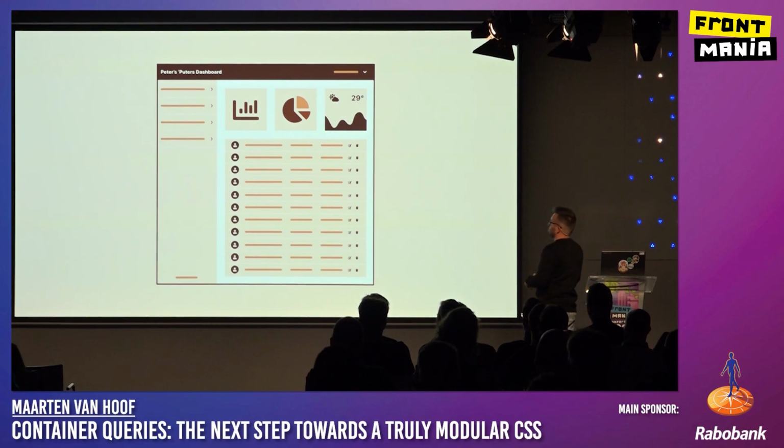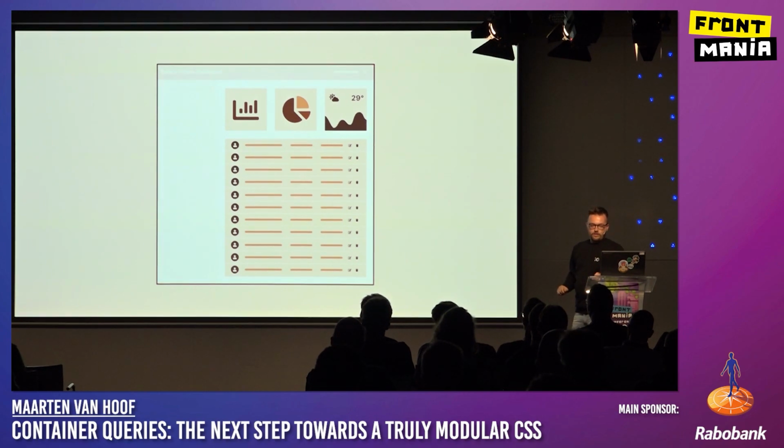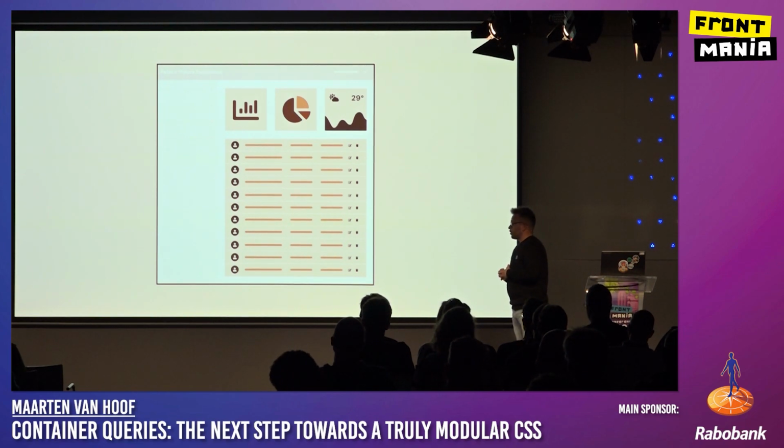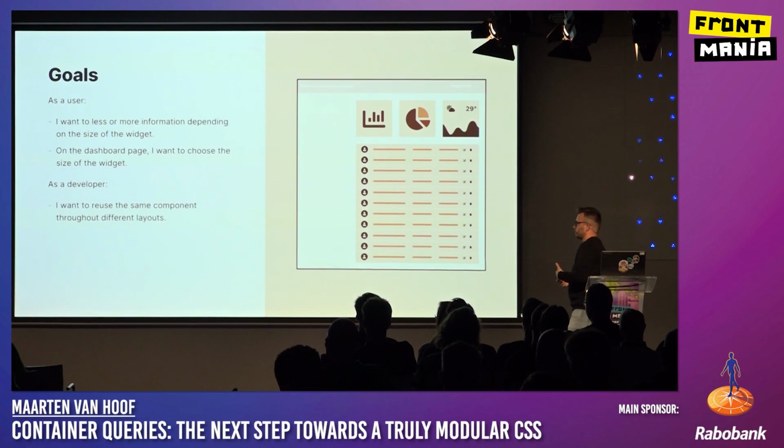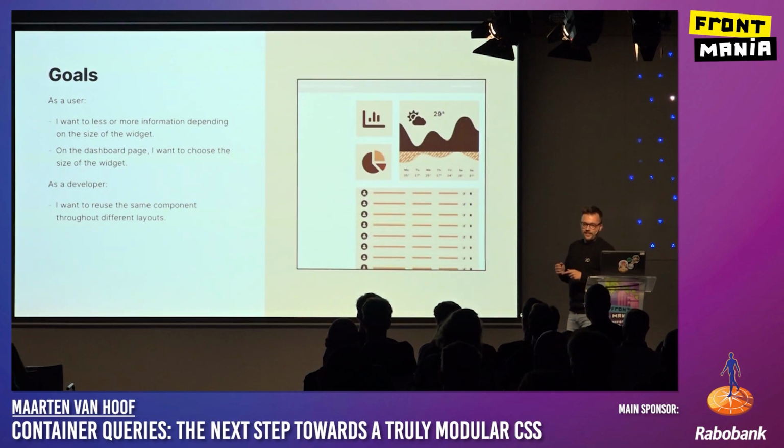Let me try to visualize the problem. Here we have an admin UI with a bunch of widgets: a bar chart showing my favorite pies, a pie chart showing my favorite candy bars, a weather widget, and some sort of user list laid out as a table. I've been given the assignment to create this. A few of the requirements are that as a user, I want to see less or more information depending on the size of the widget, and that on the dashboard page, I want to be able to choose the size of a widget. And as a developer, I want to reuse the same widget, the same component, throughout different layouts.